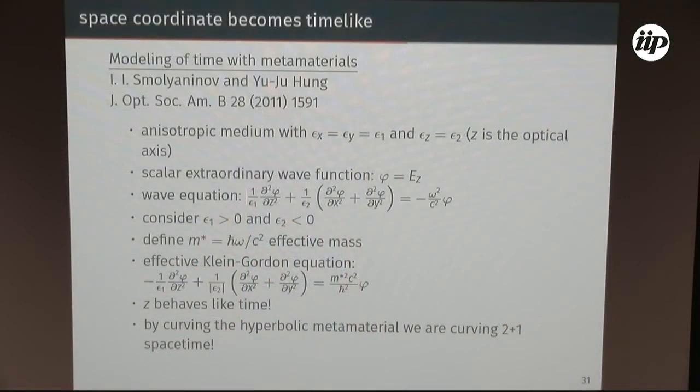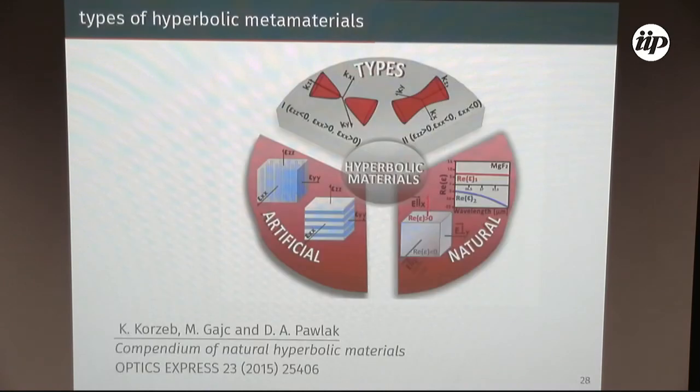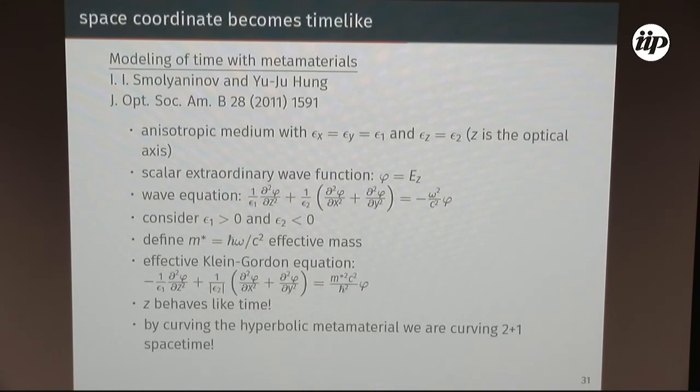So that's the idea proposed a few years ago, but used by a lot of people so far. So if you have a hyperbolic metamaterial, instead of making it to mimic flat space like this, you can use curved rods or a curved surface here, and then you're effectively curving space-time. So by curving the hyperbolic metamaterial, you're curving 2 + 1 space-time. So we're losing one dimension here.